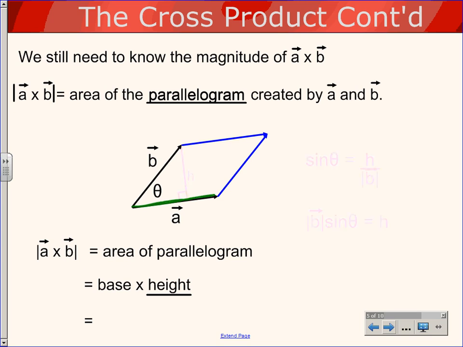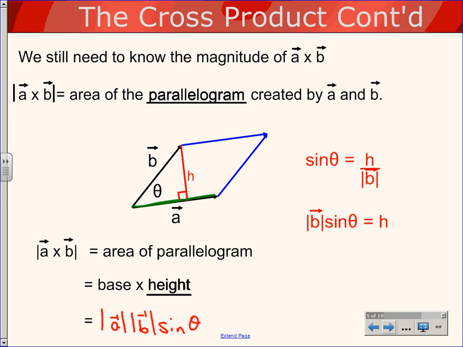The height is right there, right? The height has to be perpendicular. And it turns out the height's not hard to calculate using trigonometry because we'd have vector B there, and we said we knew what the angle would be between the two vectors. So the height is just the magnitude of B times sine theta. That means that overall, the magnitude of A cross B is the base, we said was the magnitude of vector A, times the height, magnitude of vector B, times sine of theta.